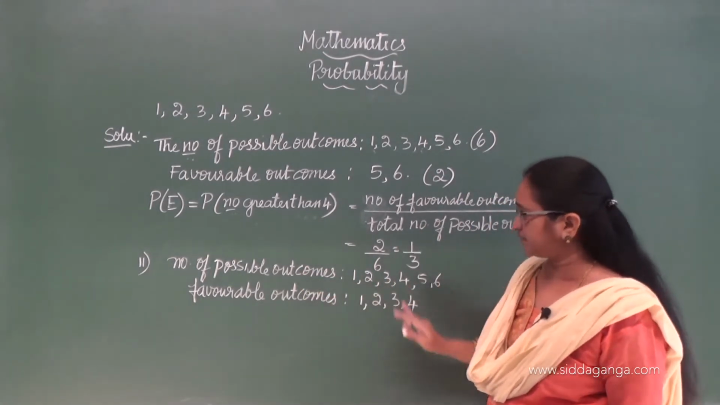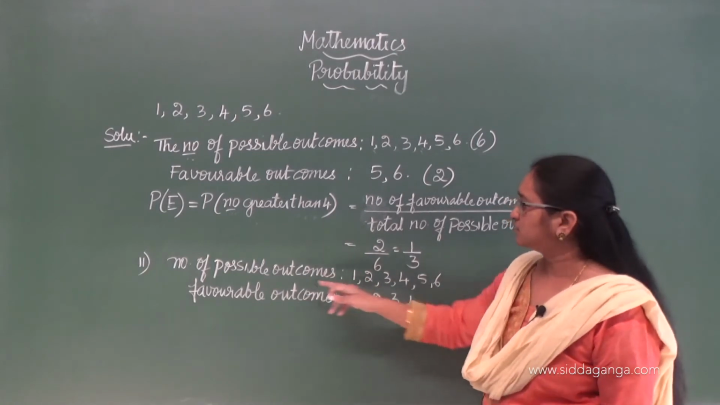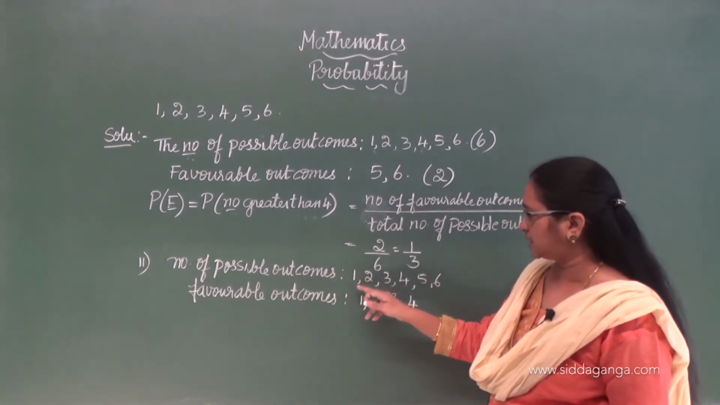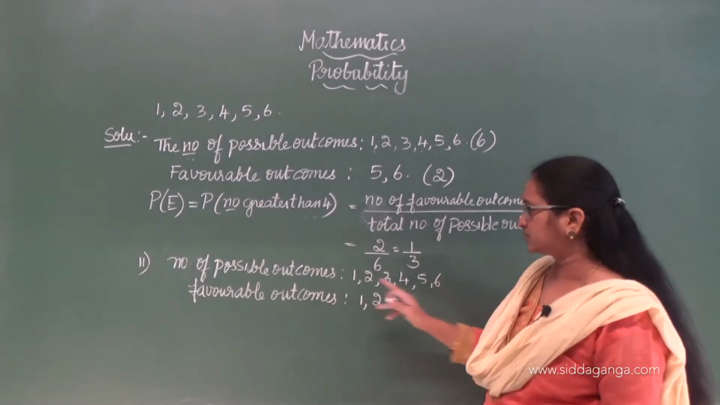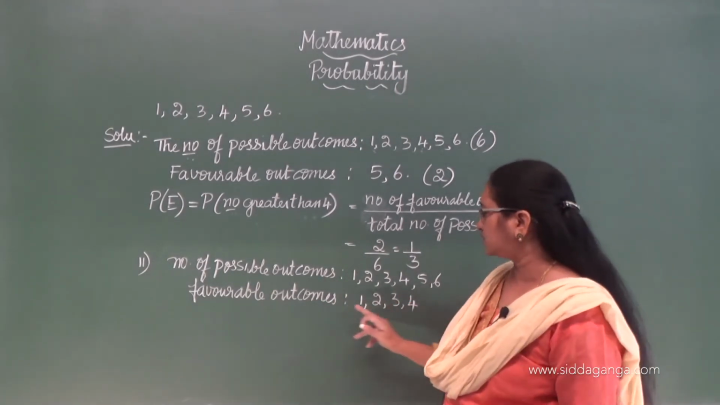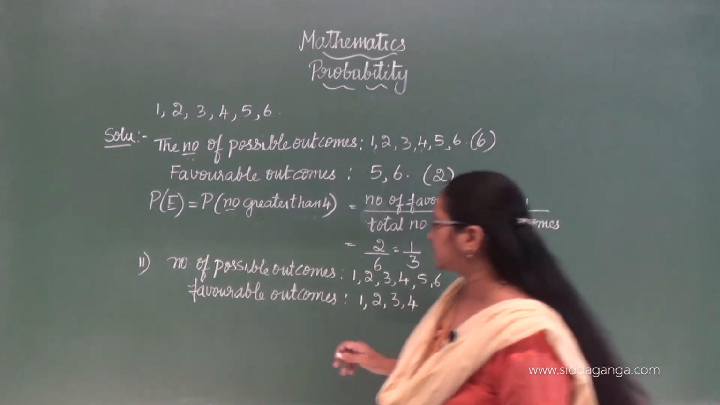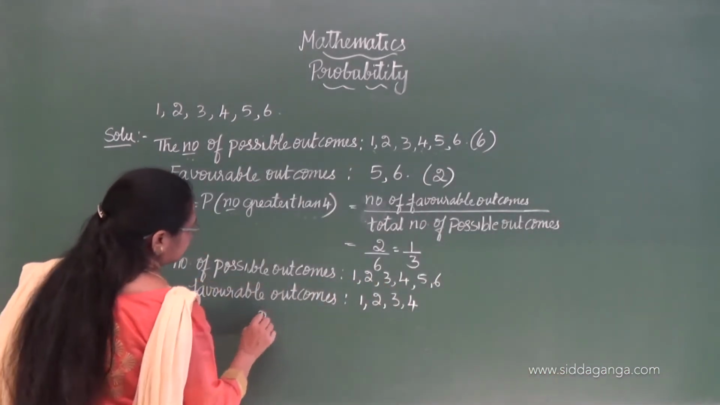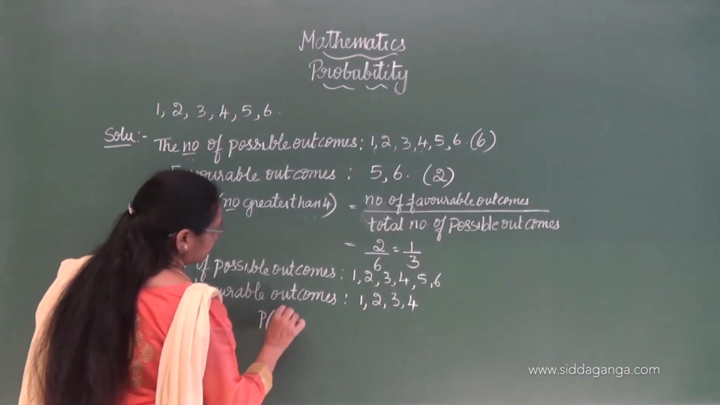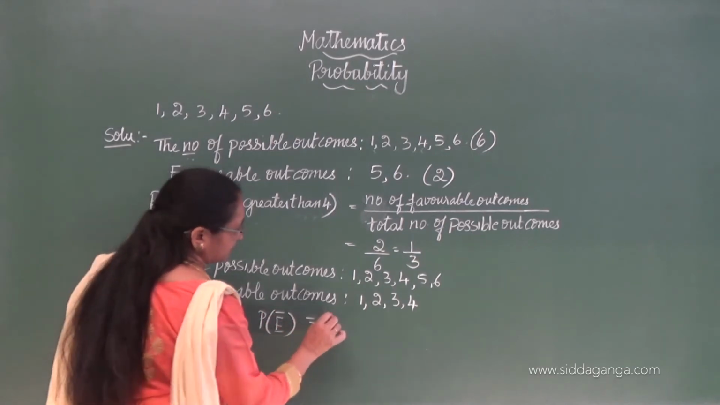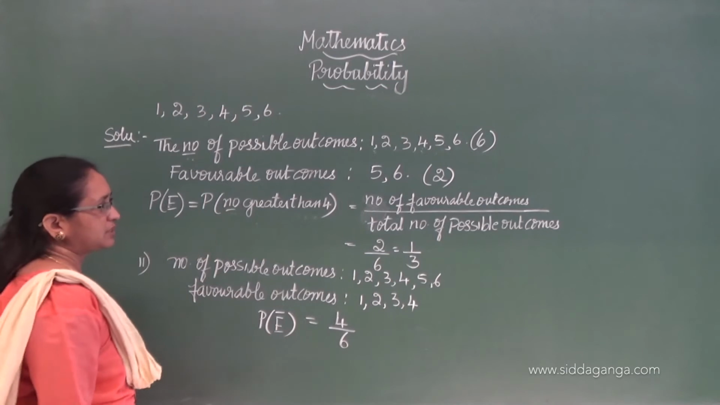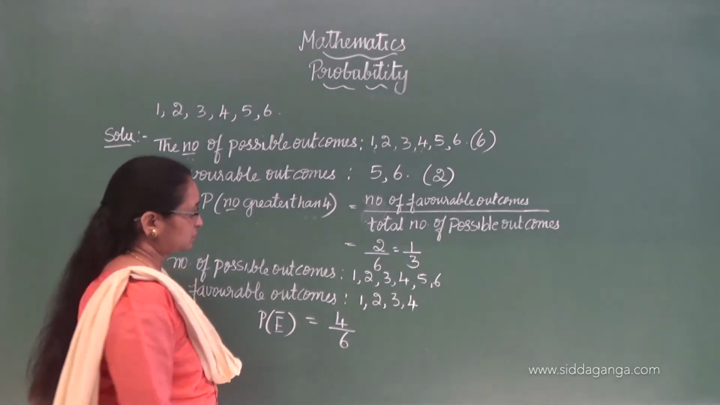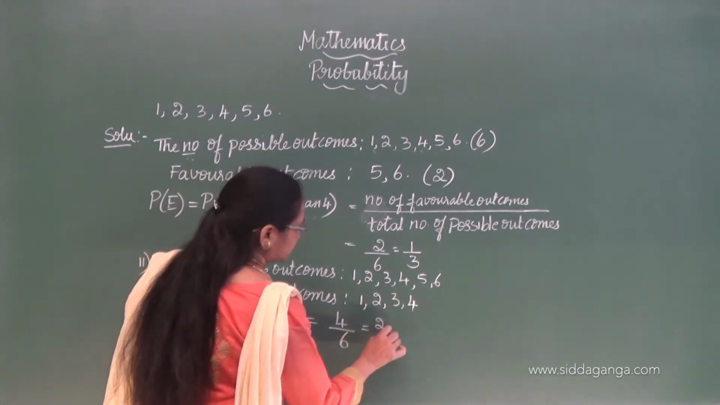But these steps are very important. You have to write which are the possible outcomes like this, 1, 2, 3, 4, 5, 6. Though we know, you have to write this, and the favorable outcomes 1, 2, 3, 4. Then you can write the probability, that is P of E dash. Why? Because it is nothing but the complement. So 4 by 6. 4 by 6 is 2 by 3.